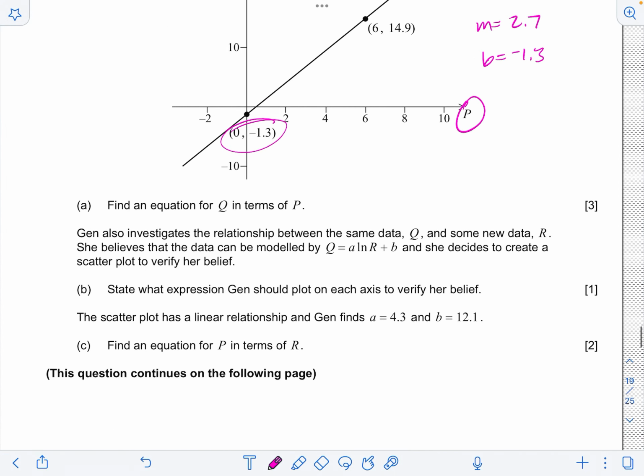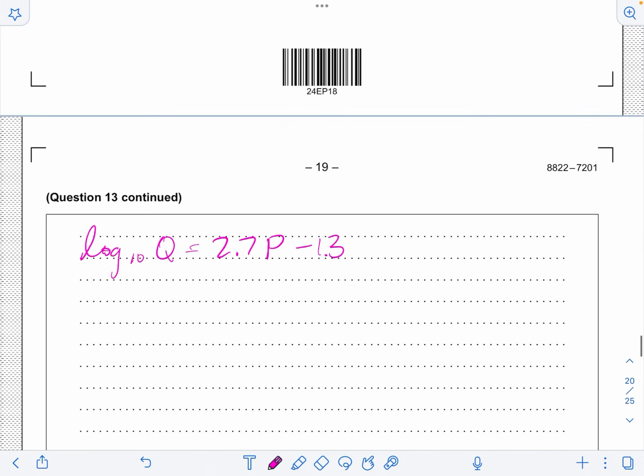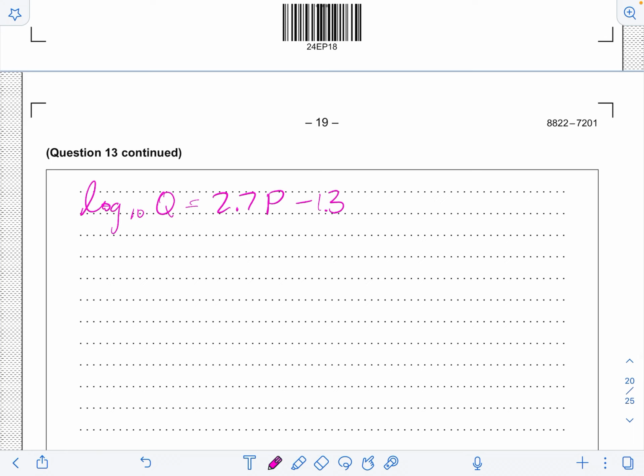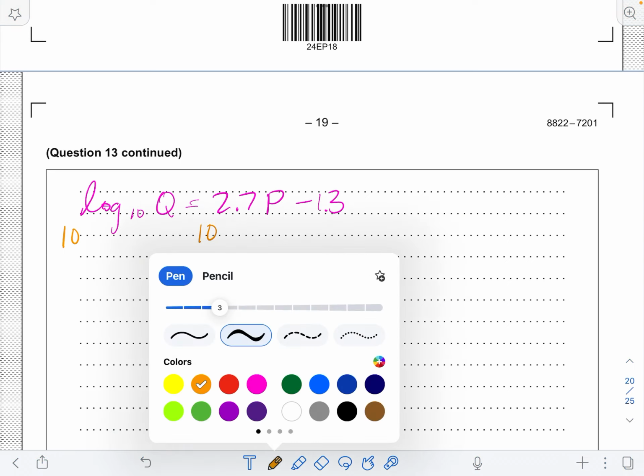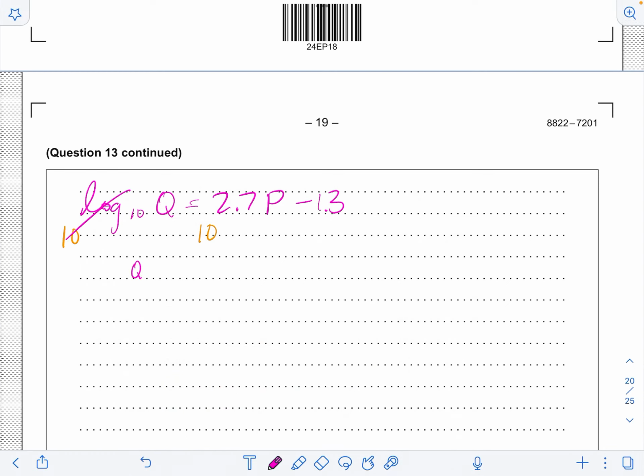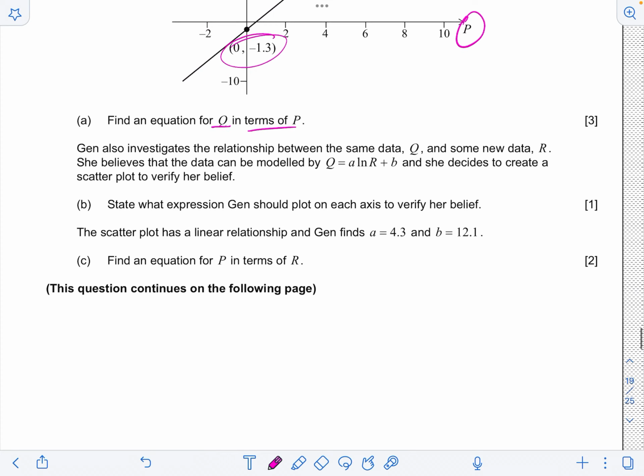It says find an equation for q in terms of p. We have found an equation relating q and p, but we need to isolate the q in order to meet the qualifications we were asked. We can do that by raising both sides of this equation to the base 10, which is the inverse operation of log. Those cancel, and we're just left with q on the left equals 10 to the 2.7p minus 1.3 on the right. Let me double check. Sorry, that should be 1.3. That is a sufficient way to leave our answer because we have an equation for q in terms of p. That answers part A.